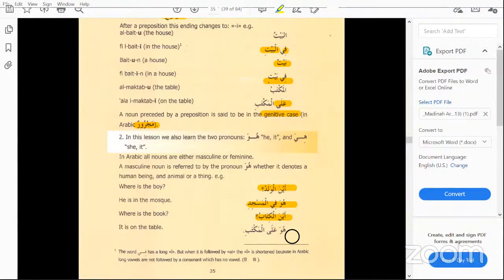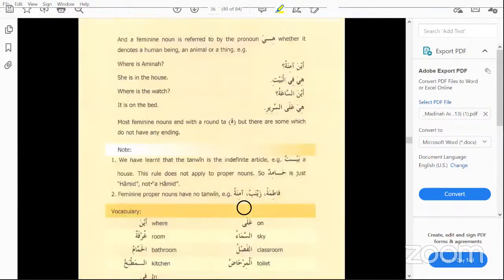However, when do we use hiya or when do we use huwa? It depends upon the noun. If the noun is without ta marbuta, you remember this ta which the sister was talking about, like this one here? Aina sa'atu. So sa'atu has a ta marbuta at the end. So that makes it feminine. So we will not use huwa, but we will use hiya. Excellent. Is that clear now, sister?